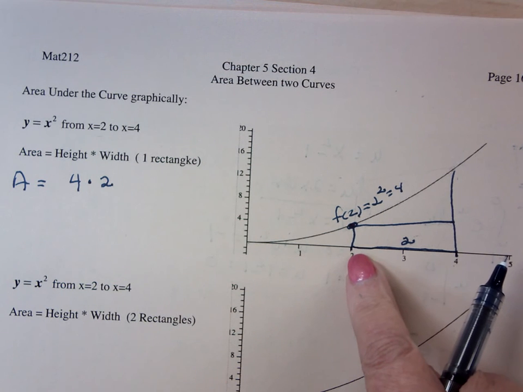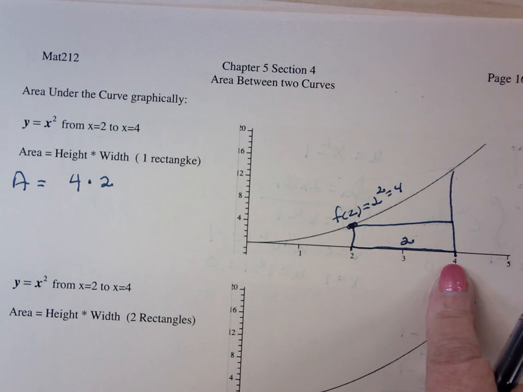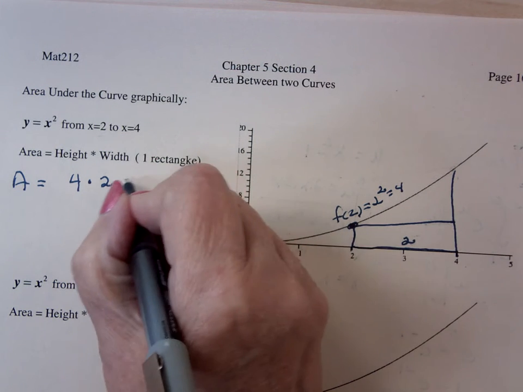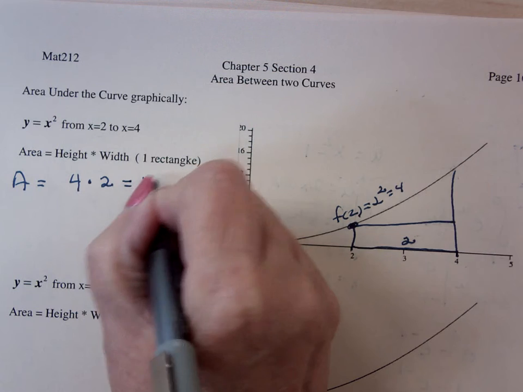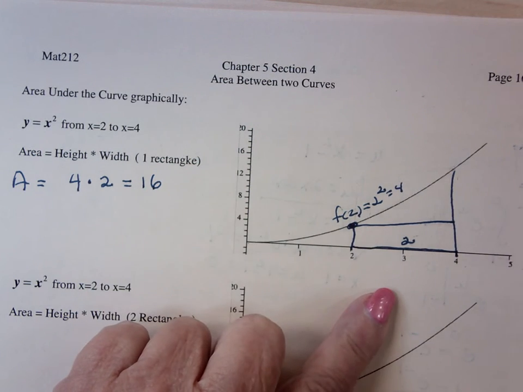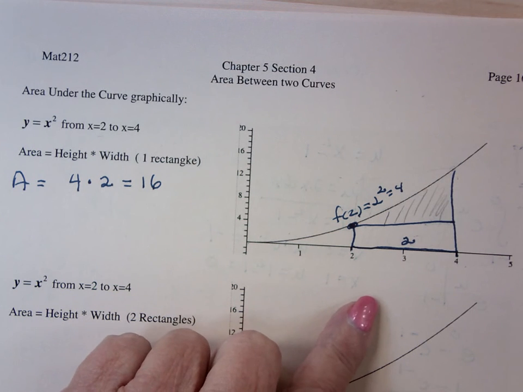And so, what this is going to give me is 16. And we notice that I have an error. The error is this: it didn't include all of that area. So it's too small.